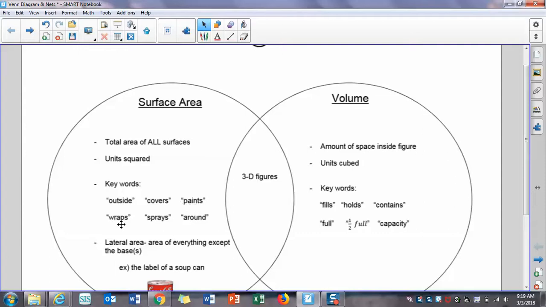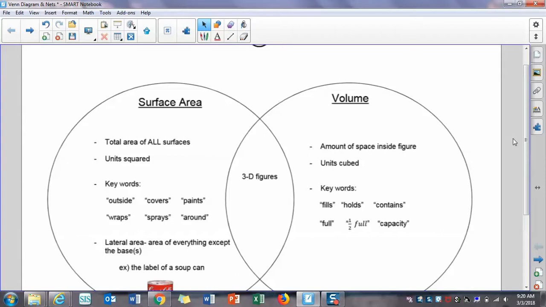To wrap, if I'm going to wrap something up, so say how much wrapping paper I'm going to need to wrap a present that I have. If I'm going to spray something, just similar to painting. And around, how much material I need to make something or cover something around. Okay, so all those words are very interchangeable. They all mean I want to do something to the surface area or the outside of my three-dimensional shape.